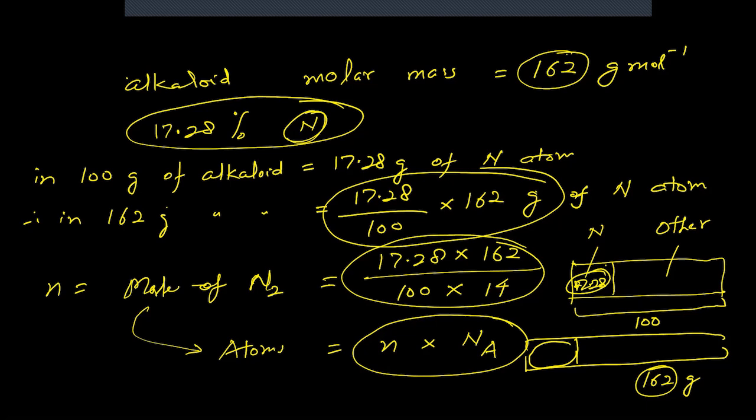Mass I can convert to moles by dividing by atomic mass, and moles I can convert to atoms by multiplying with Avogadro number. Now tell me if anything is not clear, any step is not clear. So I hope everything is clear then.